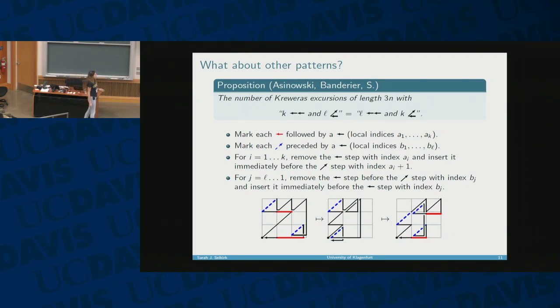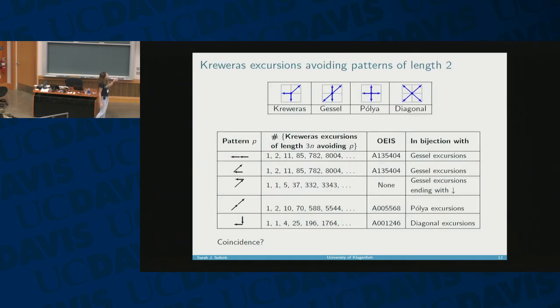And we can look at various other patterns in Kreweras walks and see what happens. I will save you going through more bijections, but really surprisingly, all of these patterns of length 2, so there are 9 patterns of length 2 that you can create from 3 steps, but then with symmetries some are equivalent, all of the possible patterns of length 2 end up being related to some famous walk in the quarter plane model, which is kind of insane. So here are the relationships, and here are the paths that correspond.